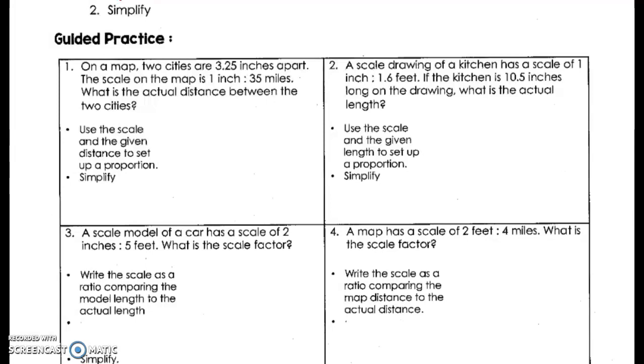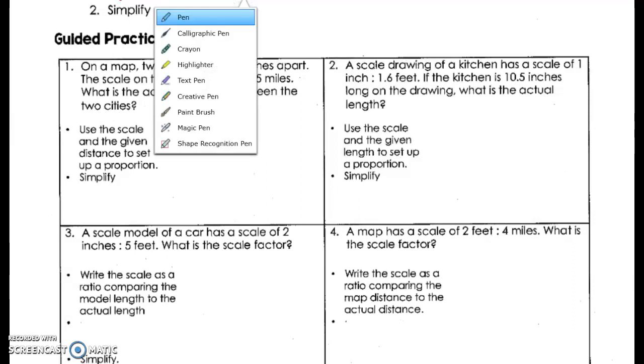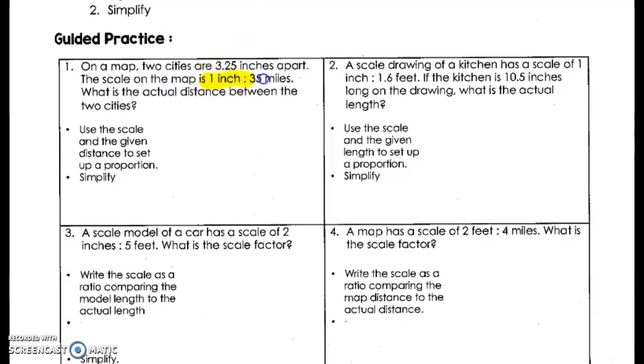On a map, there's two cities that are 3.25 inches apart. The scale on the map is 1 inch to 35 miles. I'm going to highlight that. That's our big ticket there. What's the actual distance between these two cities? So you see the directions over here tell us to use the scale and the given distance to set up our proportion. So we know we need this template here to get ourselves set up.